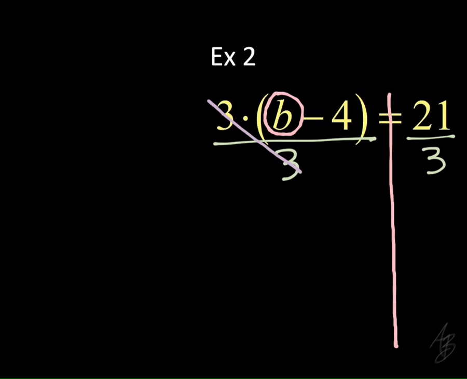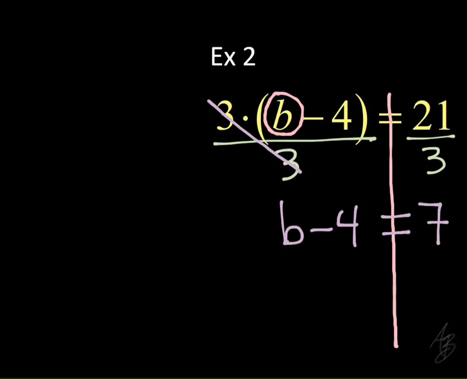Well, the 3's are going to cancel on the left. And so when the 3's are gone, what do we have left over there? B minus 4. Now, that would be in parentheses, except we don't need the parentheses anymore, do we? So we can get rid of those. So that's going to be b minus 4 on the left side is equal to, what's 21 divided by 3? 7. And then it should be pretty easy from here, right?